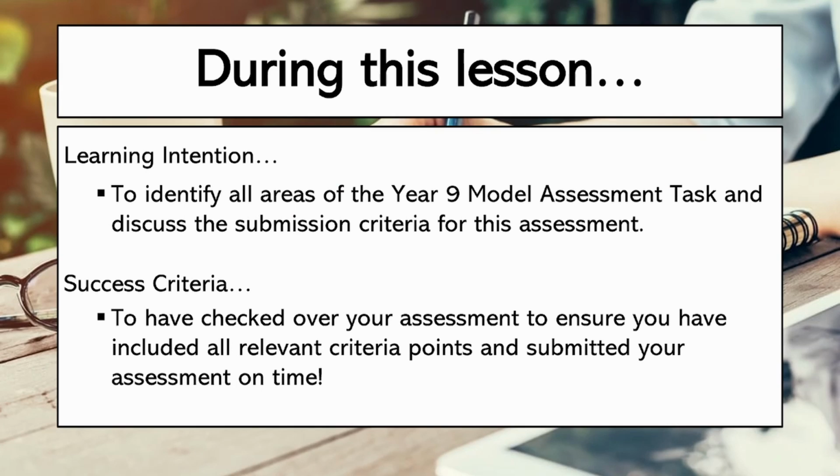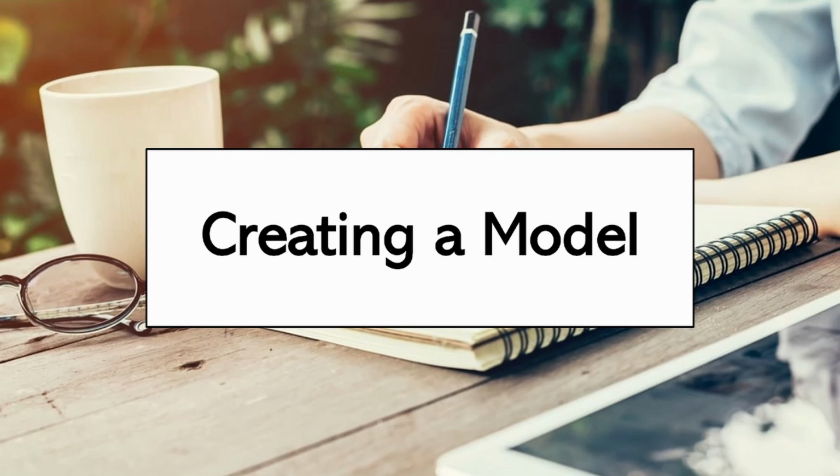During this lesson, you're going to be able to identify all of the areas of the Year 9 model assessment task and discuss some of the submission criteria for this assessment task. To succeed in this lesson, you need to have checked over your assignment to ensure that you've included all relevant criteria points and that you're submitting your assignment on time. So what we're going to do this lesson is break it down into each of the sections. We're going to go through the requirements for each of those sections to make sure that you're hitting the mark, especially when it comes to the online submission, because we're not actually going to be handing this in person due to the lockdown.